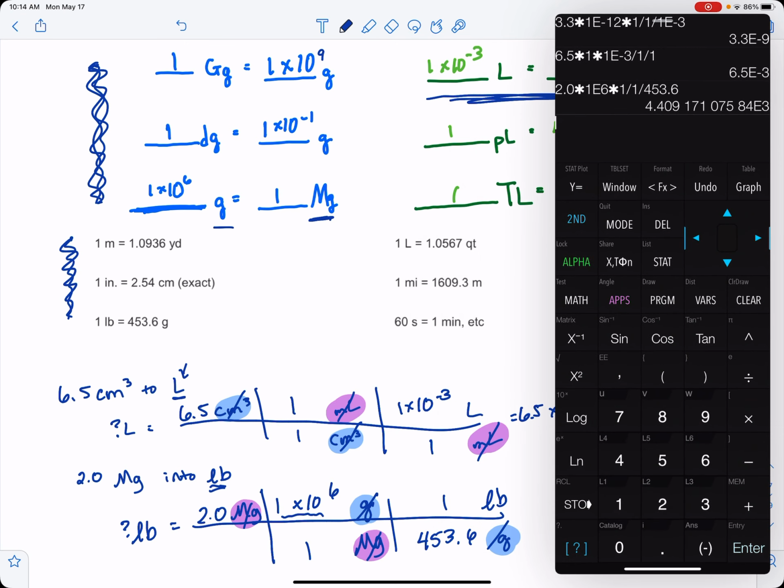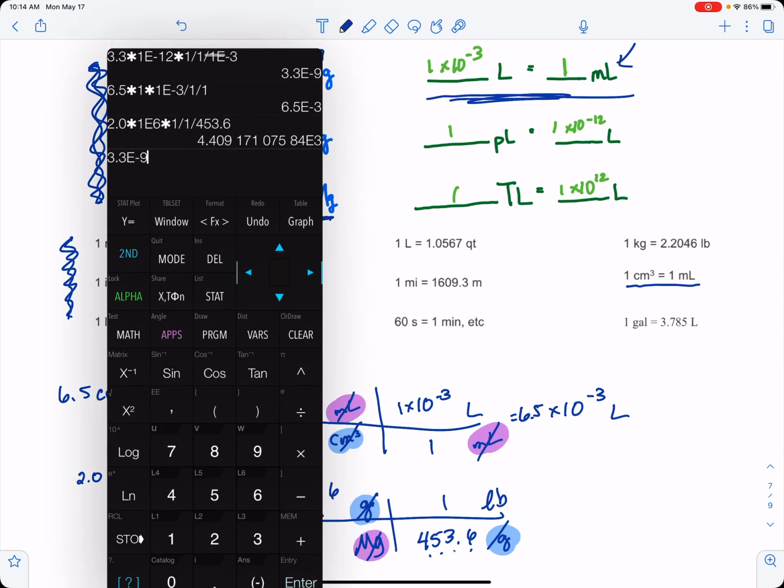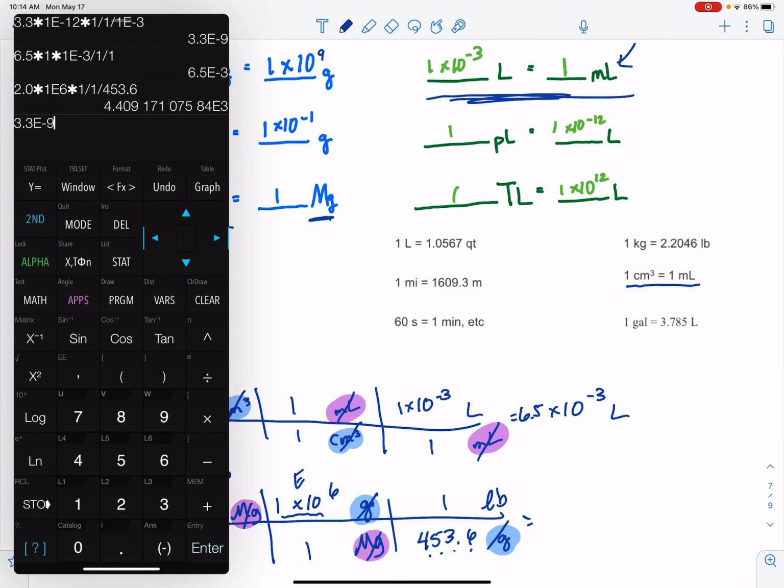Now, sig fig wise, this has 2 sig figs. This is exact. And this has 4 sig figs there. So the answer needs to have 2. I'll put a few extra digits in for a second. 4091 times 10 to the third pounds. And I just need 2 sig figs, so I only look 1 spot over. 0 will not round that up. So that gives me 4.4 times 10 to the third pounds.